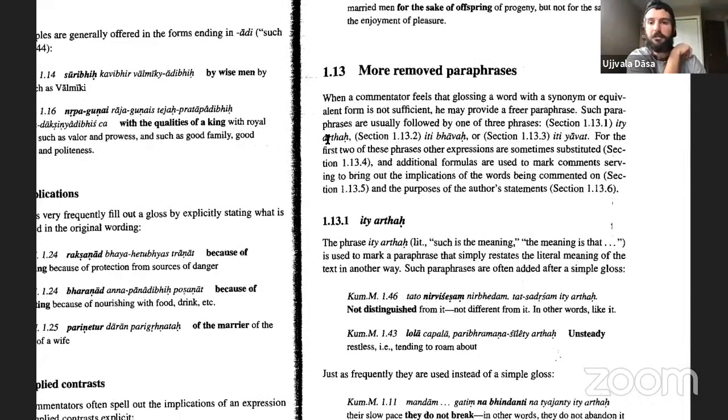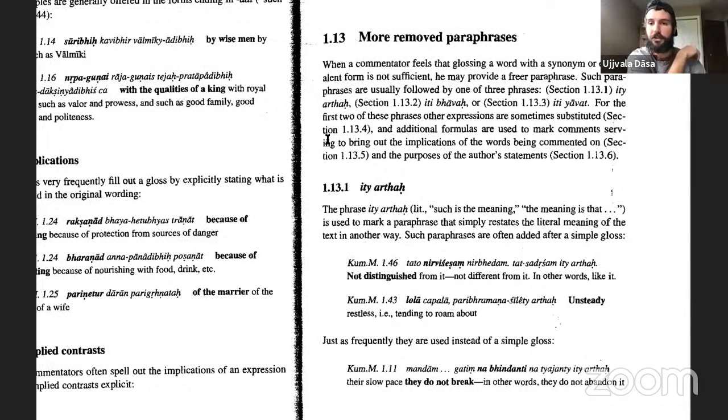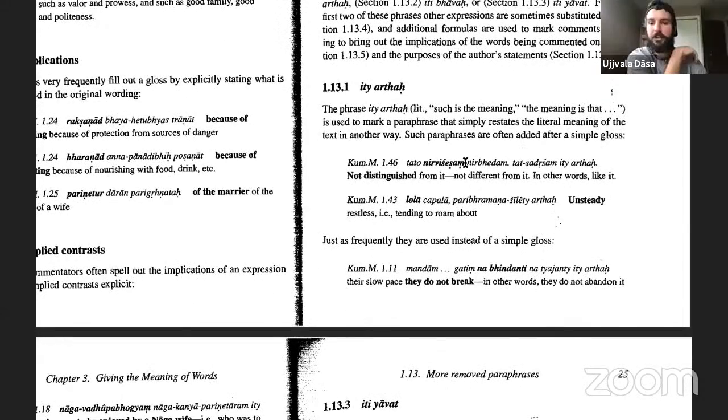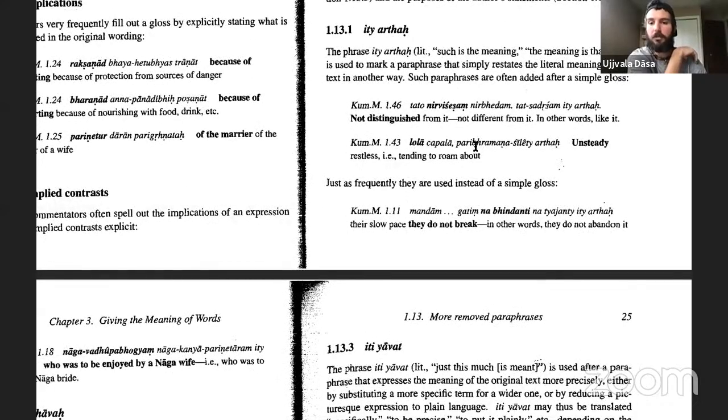More removed paraphrases. When a commentator feels that glossing a word with a synonym or equivalent form is not sufficient, he may provide a freer paraphrase. Such paraphrases are usually followed by one of three phrases: ityarthaha, iti bhavaha, or iti yavat. So we see this all the time. They'll give a whole sentence or a couple sentences and say, this is the sense of this term. Ityarthaha, tato nirvishesham nirbhedam, tat sadrisham ityarthaha. So not different or not separated means like it. Lola chapala paribhramana shila ityarthaha. So lola or chapala, like fickleness, or restlessness, means paribhramana shila, the tendency to go here and there.